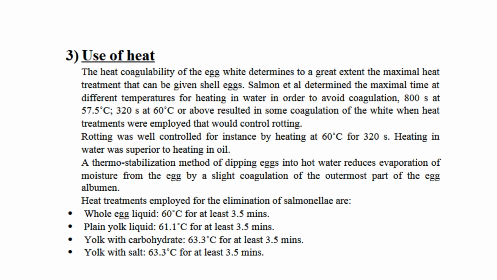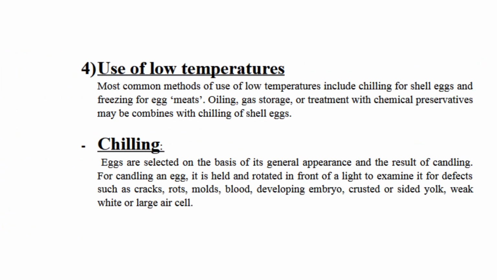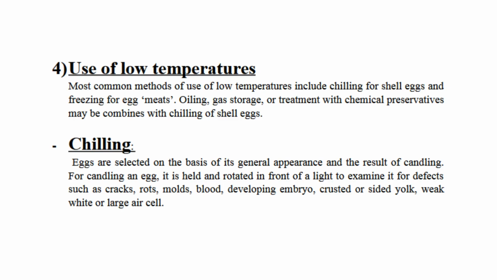For liquid eggs, pasteurization temperatures are specified: 60 degrees Celsius for at least 3.5 minutes for whole egg liquid, and higher temperatures for yolk products. The fourth method is the use of low temperatures. This includes chilling for shell eggs and freezing for liquid egg meats.